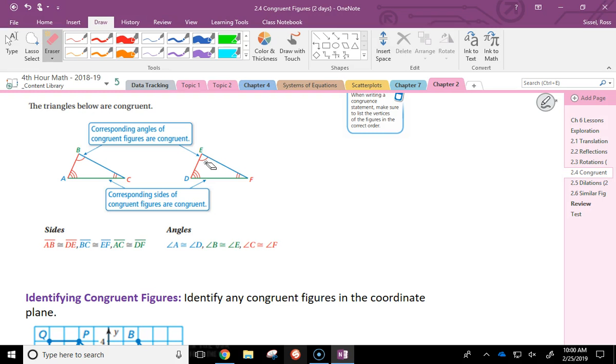Corresponding sides of a congruent figure are also congruent. So if I tell you two triangles are congruent, gentlemen, I'm not going to keep stopping for you. If I tell you two triangles are congruent, that tells me that their angles are all the same measurement and their side lengths are the same.